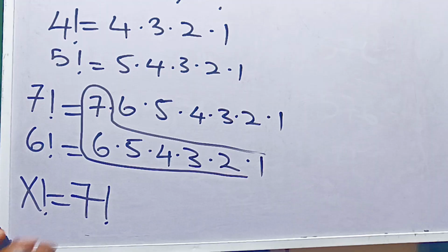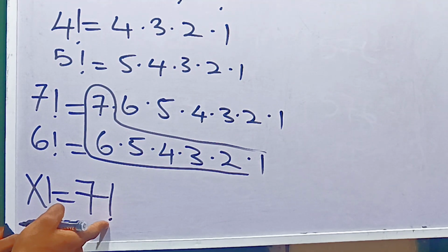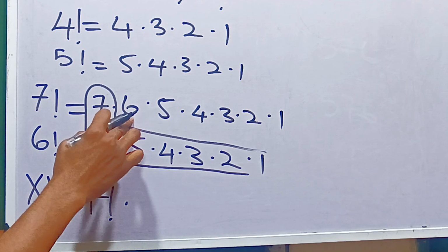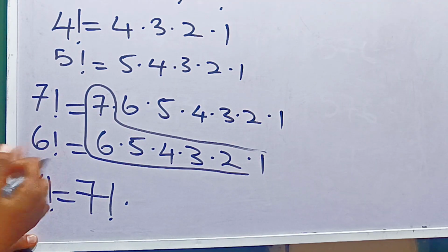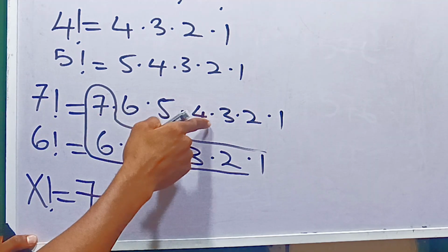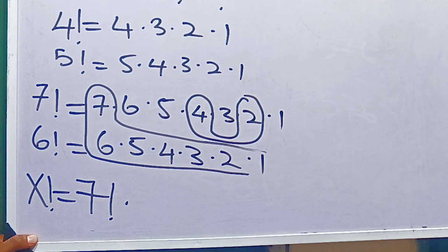So this number, 7 times 6 times 5 times 4 times 3 times 2 times 1, is 7 factorial. We cannot write it as 7 factorial multiplied by 6 factorial, because what I require to find is just the number. So let's do that now. The next number after 7 is 8. So we have 4 times 2, and this times this is 8.